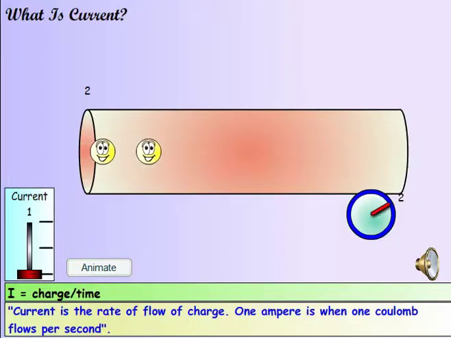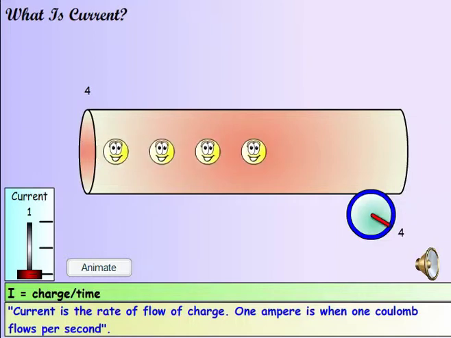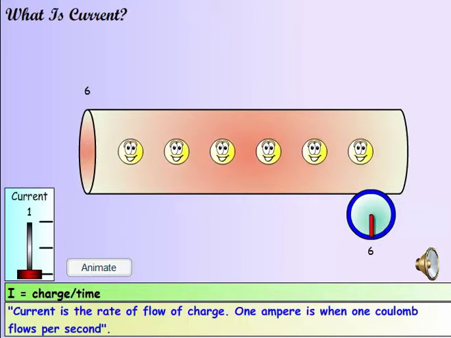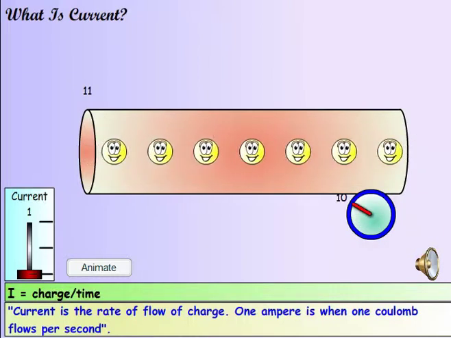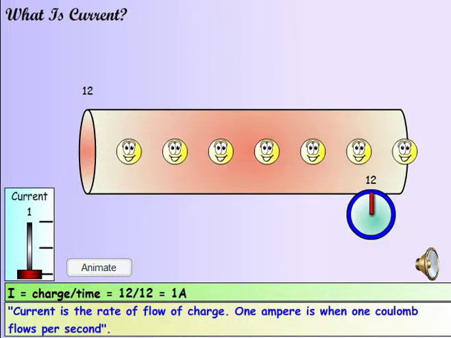Current is the rate of flow of charge. You will notice that as you increase the current, more electrons will flow through the same length in the same time. Doubling the current will double the number of electrons flowing in the same time.